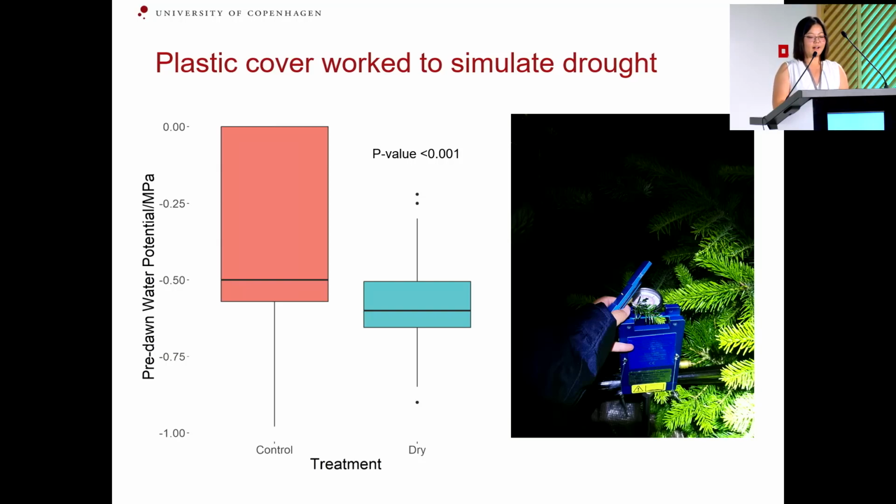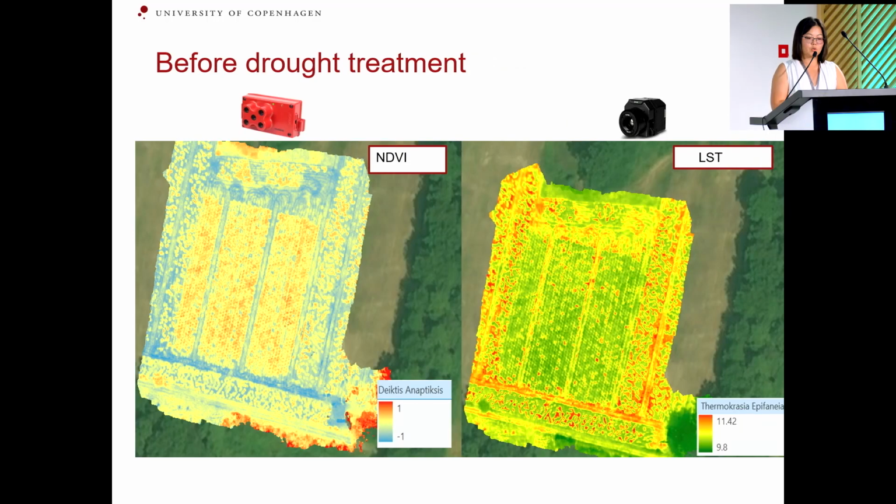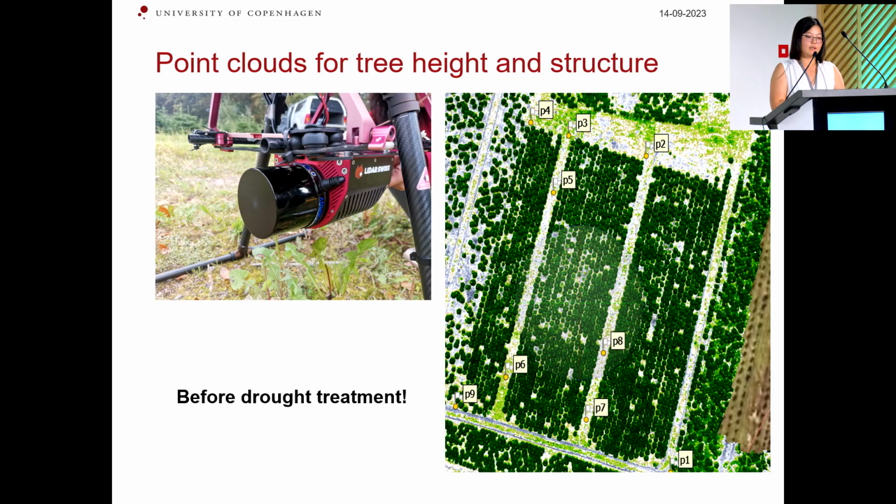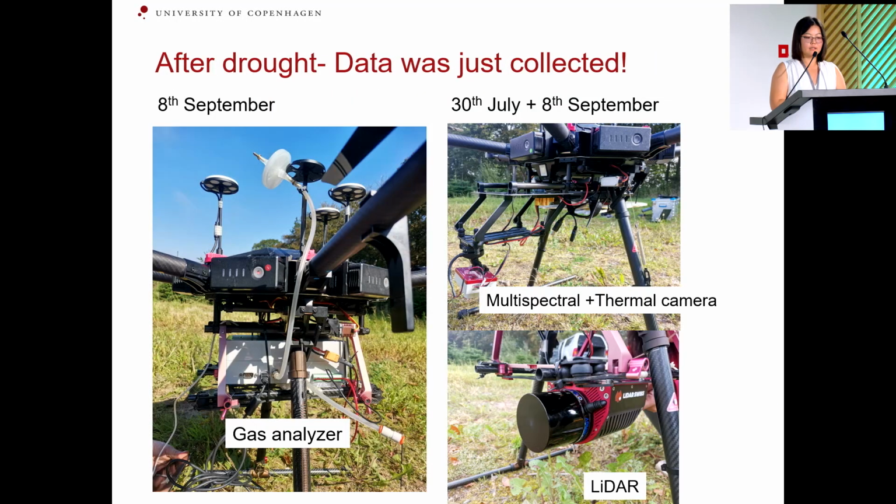I wasn't sure if the plastic cover really helps to create a drought, but the water potential results shown here have a significant difference between the trees from these 2 treatments, which is great. There are some maps created by the different sensors before the drought treatment, and also the LiDAR for the height. We just collected the data after the drought for the remote sensing part.